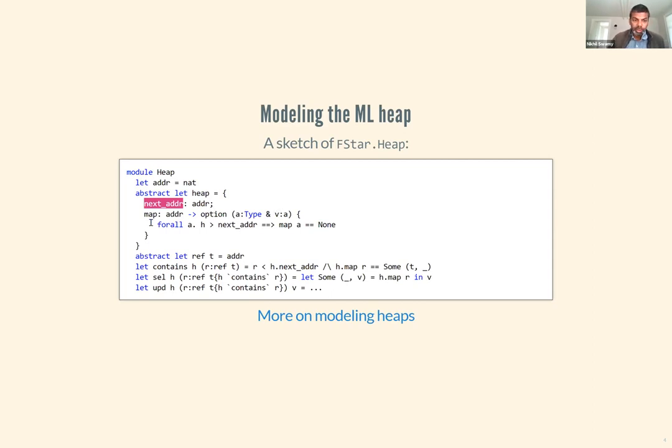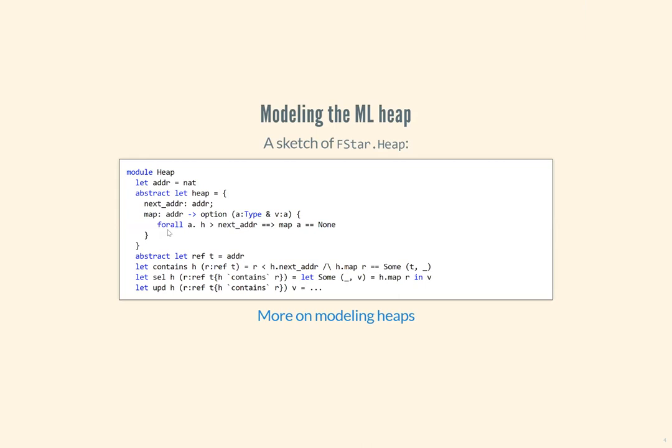Now I'm going to decorate this with an invariant that tells me that for all addresses that are greater than this high watermark, next address, the map at that address is none. So this is actually giving a semantics to this next address field, telling me that I can allocate at next address. Sorry, is there a mistyping of H instead of A? It says H is greater than next address. Oh, next address, yes. Sorry, yes, it should be A. Thanks, thank you.